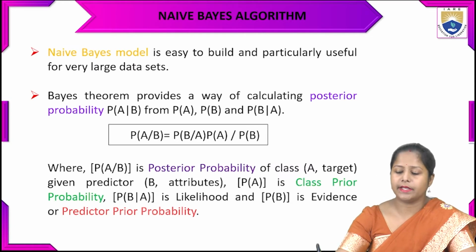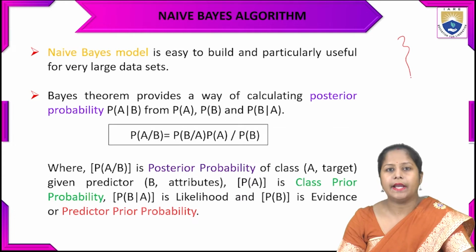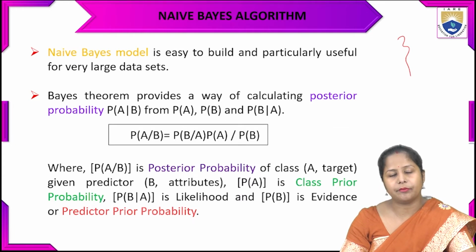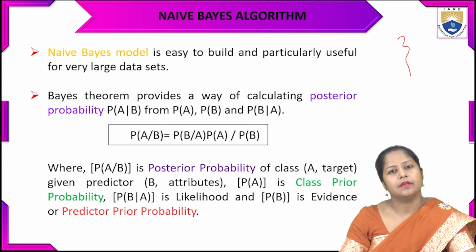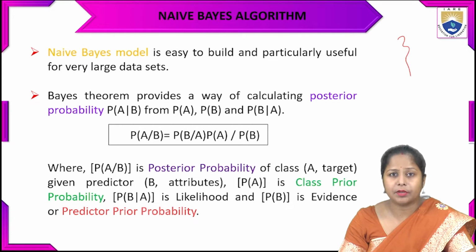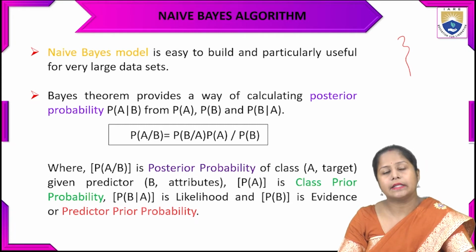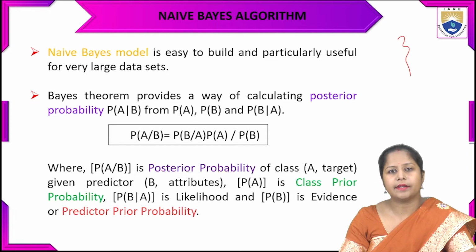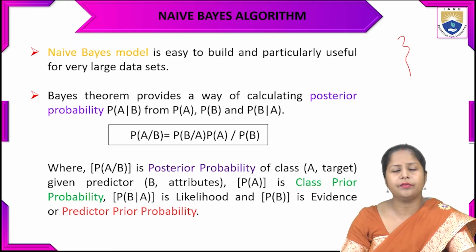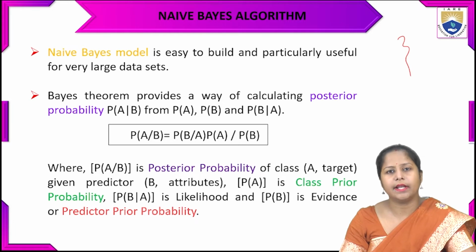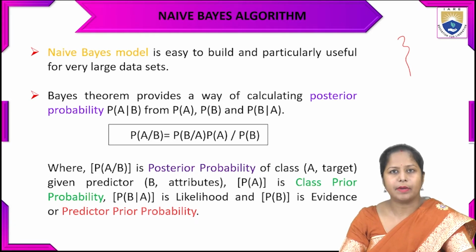The naive Bayes model is particularly easy to build and very useful for very large data sets, when we have large databases. For that we can use this classifier. For a particular problem that has some type of property, where the dependency of one event is used to identify another activity, we take the naive Bayes classifier.